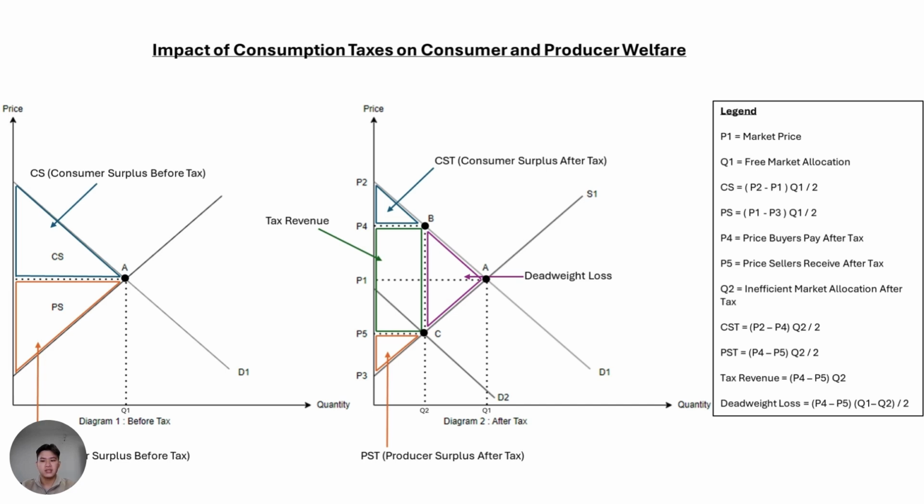and A. This represents the loss of economic efficiency due to the reduction of quantity of goods sold from Q1 to Q2. This is because beneficial trades between consumers and producers no longer take place due to the higher price consumers face and the lower price producers receive. In conclusion, consumption tax reduces both consumer and producer welfare by shrinking their respective surpluses and creating deadweight loss, which represents the loss of economic value from reduced market activity.